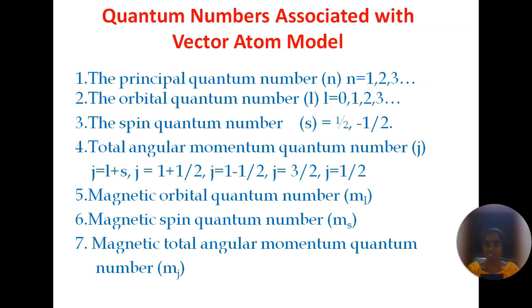Then Vector found the quantum numbers associated with this model. We have 7 quantum numbers. The first is the principal quantum number n, then the orbital quantum number L, spin quantum number S, total angular momentum quantum number J, and then the magnetic orbital quantum number ML, magnetic spin quantum number MS, and magnetic total angular momentum quantum number MJ. Initially we had only 4 quantum numbers, but after the vector atom model introduction, we have all these 7 quantum numbers associated with this model.